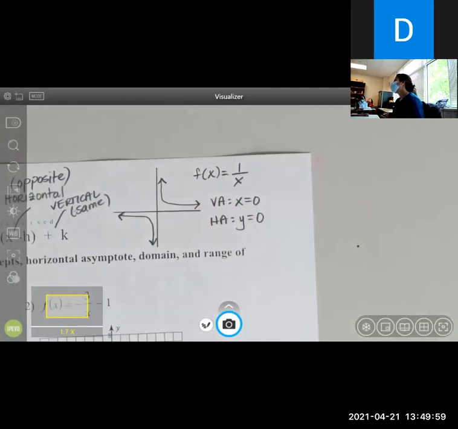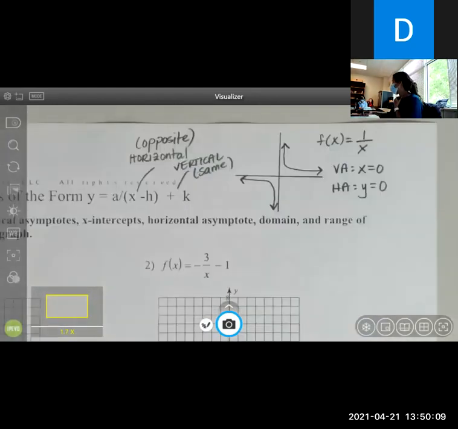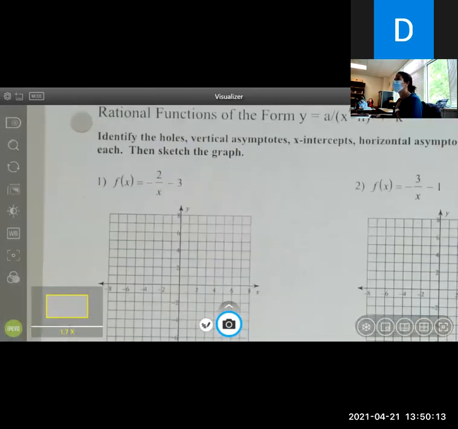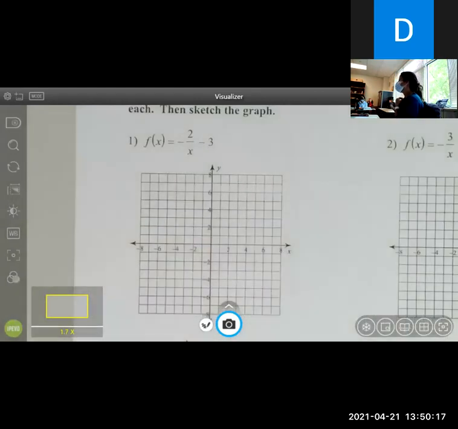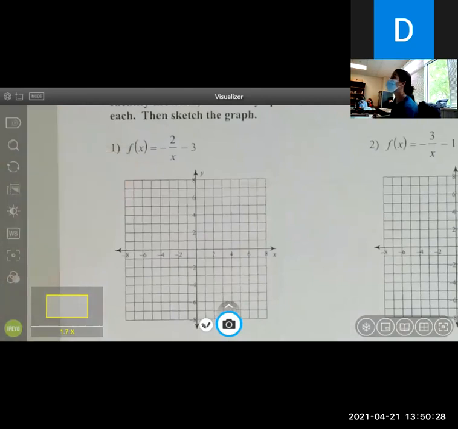So let us see what happens when we start adding numbers and subtracting numbers to this function. What happens in multiplying? So let us take this basic knowledge and let's go apply it over here to problem number 1. Okay, so we're going to do number 1 together, and then I'm going to pause and have you do number 2 all on your own. Okay, so I'm going to hold your hand on this one. So here we have our function f of x equals -2 over x minus 3.